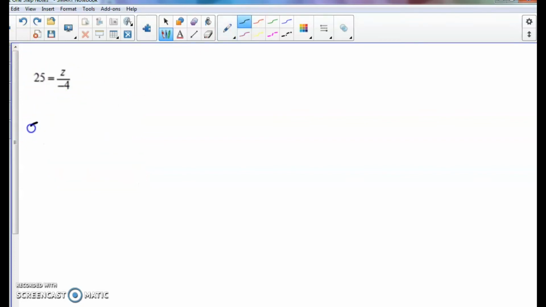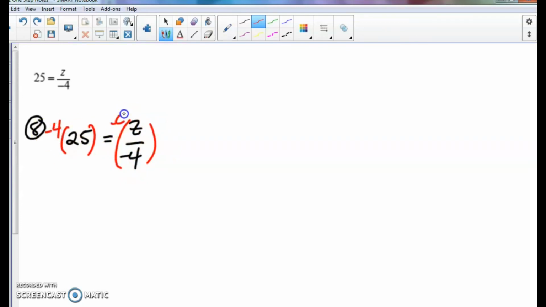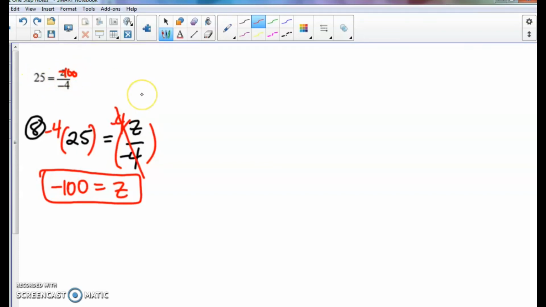Alright, example 8. We have 25 equals z over negative 4. Once again, we look at what side our variable is on. Z is over here on the right side this time. What's happening to our z? We know that fraction bar tells us to divide. So since he's being divided by negative 4, we're going to multiply both sides by negative 4. Negative 4 times 25 is negative 100 equals, now negative 4 multiplying and then dividing by negative 4 cancels out and leaves us with just z. And we're good. Z's by himself. We can check our solution by saying negative 100 divided by negative 4 gives us 25. So we're all set.